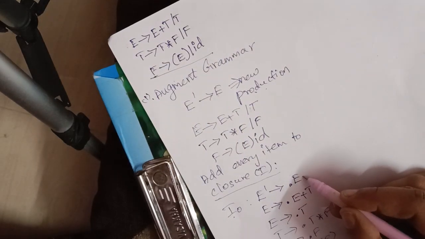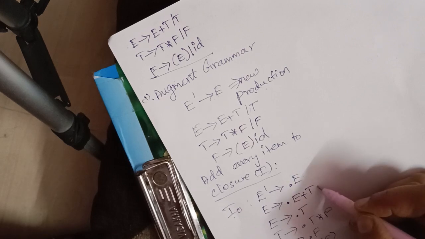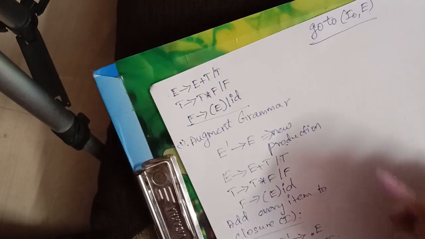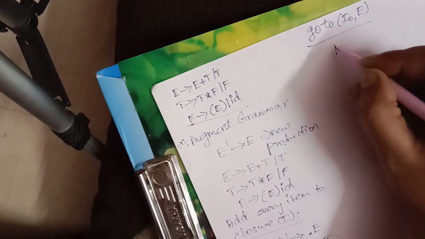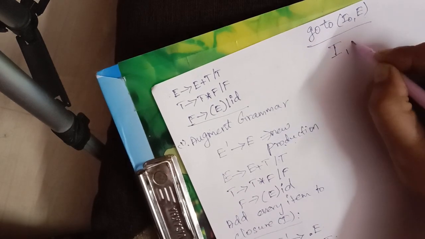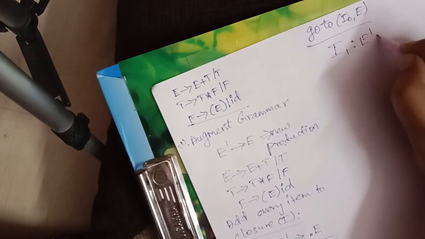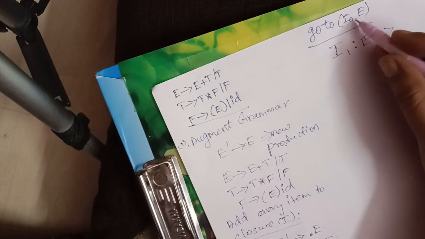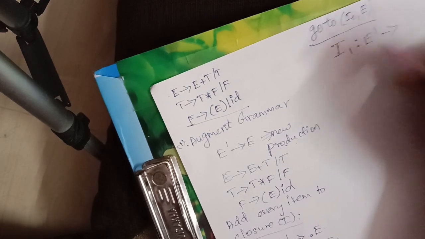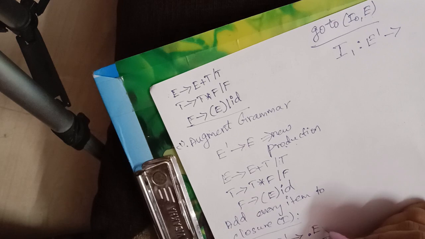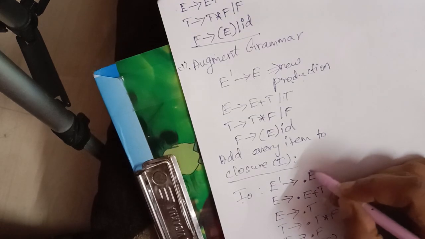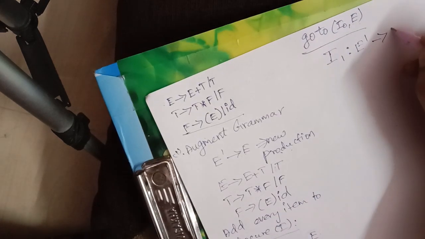So here, for this first production and second production, we are having the E value. Now what we need to do: I am getting a new item set I1 where E' tends to just, you are moving I0 comma E, which means the dot will be going from here to here. So E' tends to E dot.